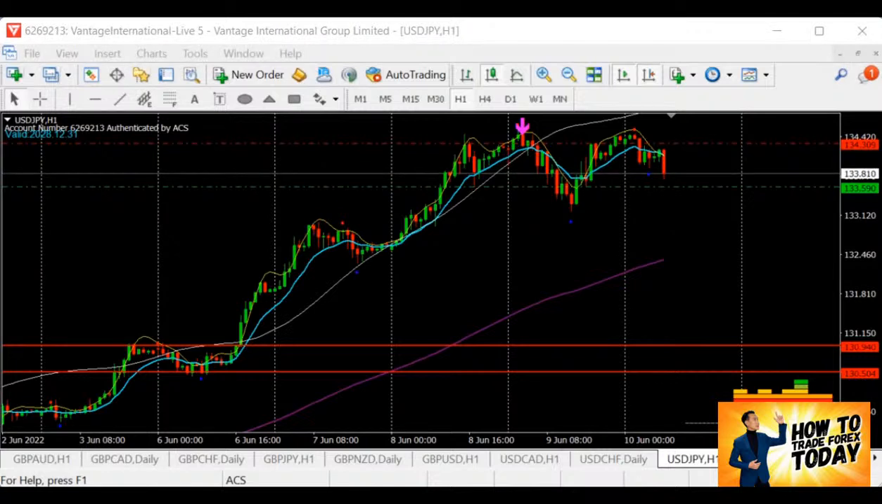I'm going to put dollar yen into my watch list after so long. Finally, I see dollar yen in my watch list. Yeah. So over here right now, for dollar yen, I will have a good chance.